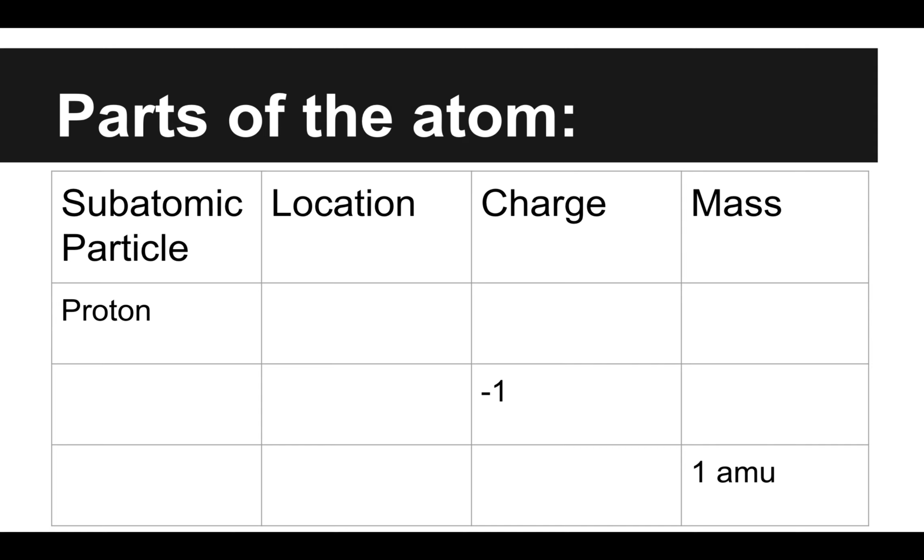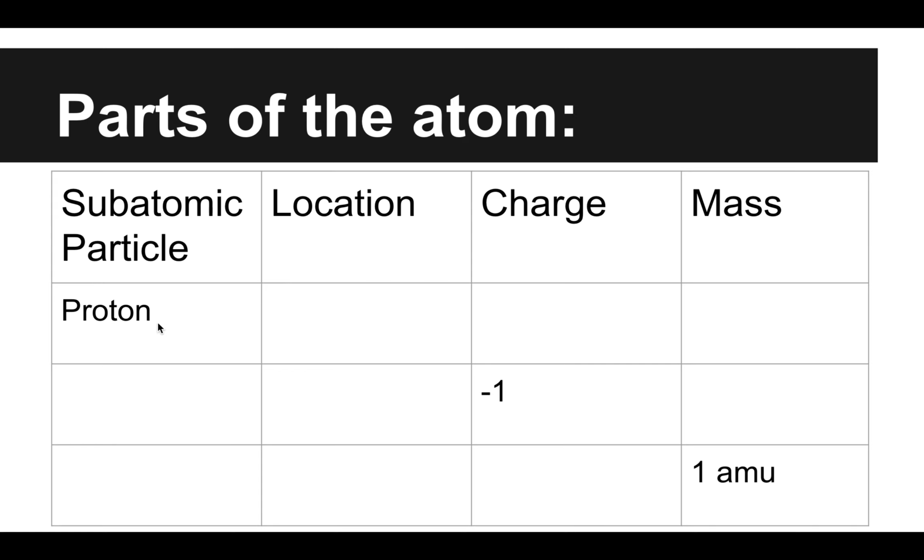So the first thing I want you to do is to have a new page in your notebook and put parts of the atom. You can title that at the top and then put parts of the atom in your table of contents, whatever page number you're at. And you're going to copy down this table here. Okay? So you have 4 columns. The first one says subatomic particle, location, charge, and mass. So I want you to copy this down and then fill it out.